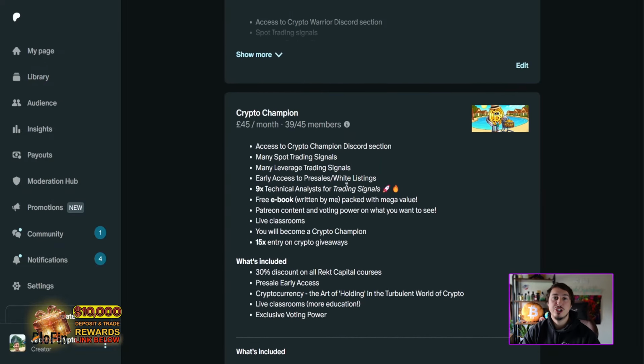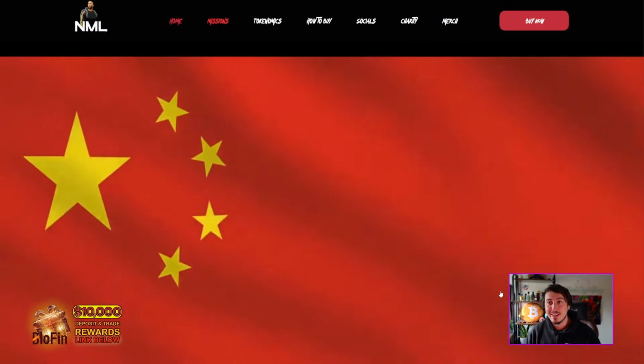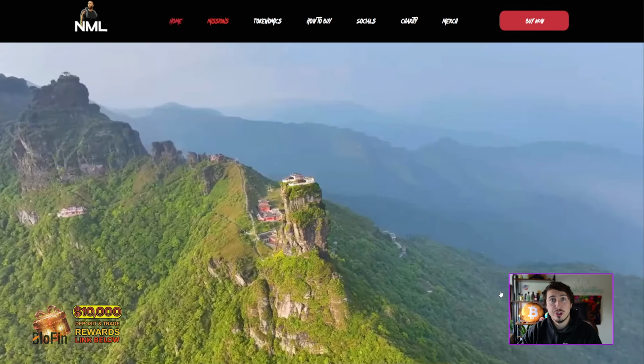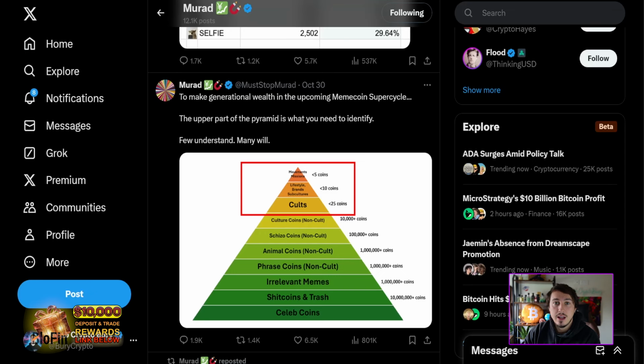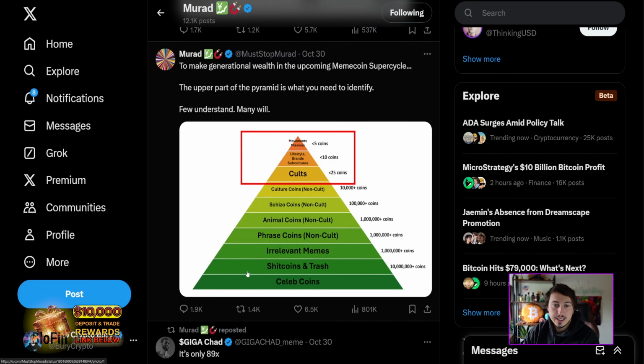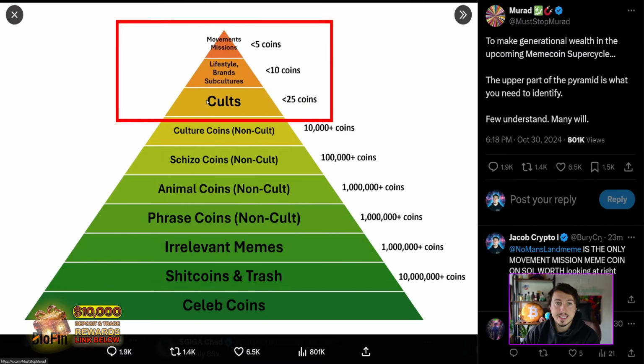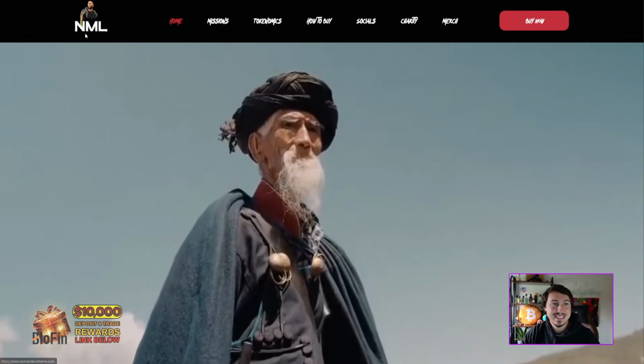And this is where you can find the gems such as No Man's Land. No Man's Land is a new movement mission meme coin. And recently we analyzed Murad's meme coin bubble pyramid, and he's saying movement missions are at the top of the spearhead when it comes to coins of the biggest potential. And No Man's Land is exactly this.